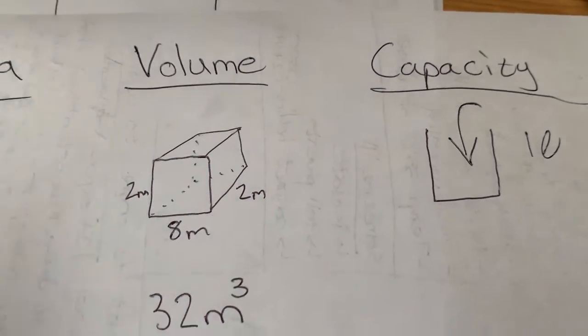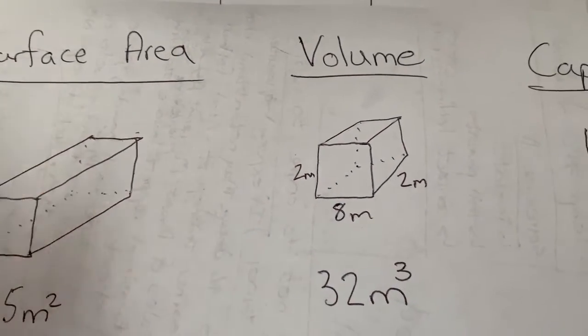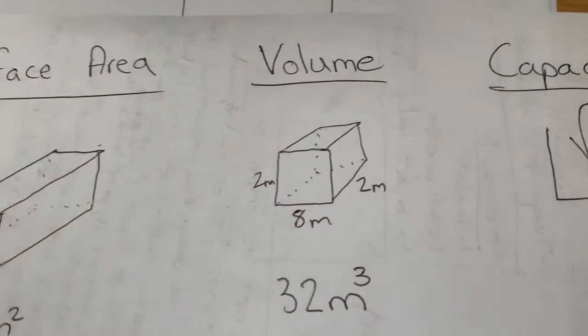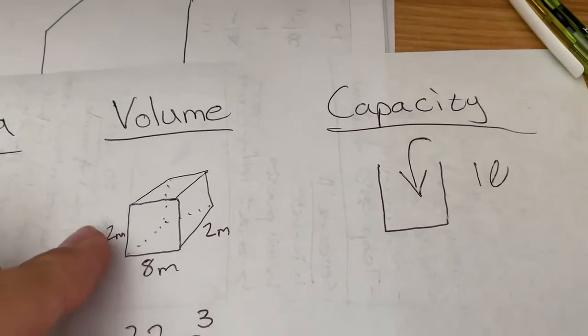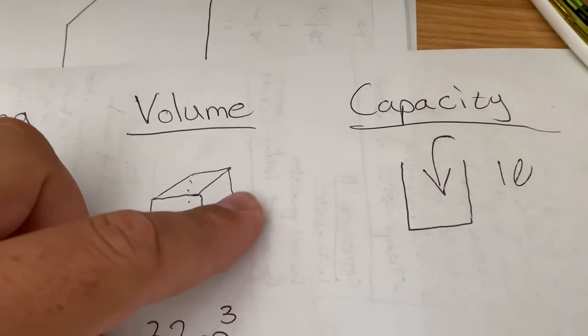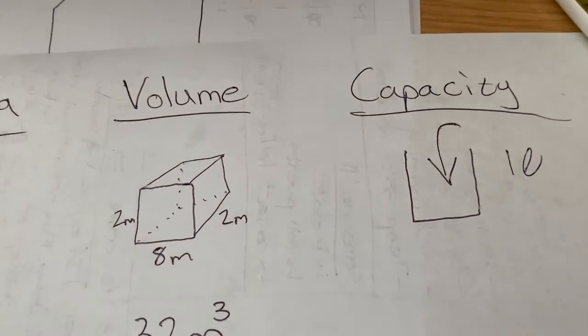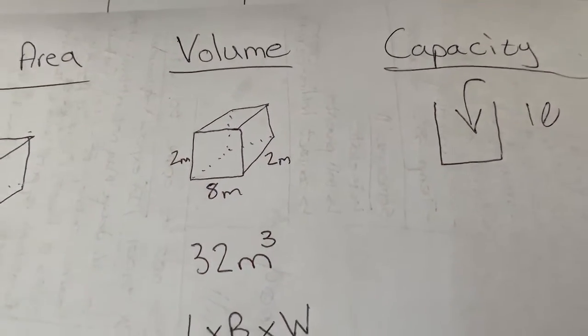Now, volume and capacity are much easier to work out than surface area. Surface area, you've got to think about every single face and add them up all together, and it can get quite complicated. But volume and capacity, you pretty much take the length and the breadth and you multiply it by the depth or the width. So all you're doing is multiplying 3 different dimensions by each other.